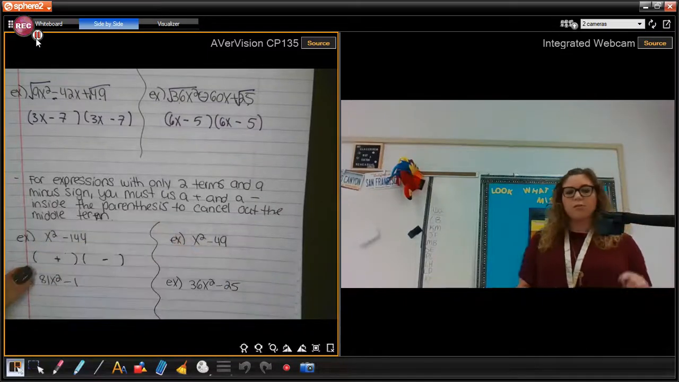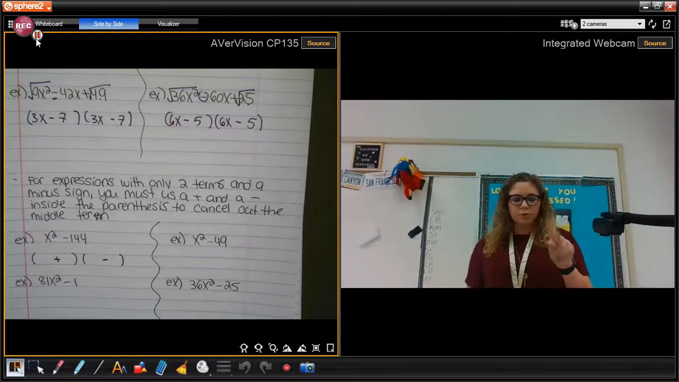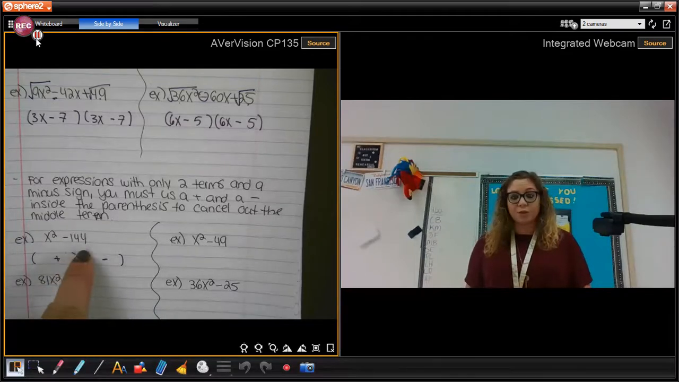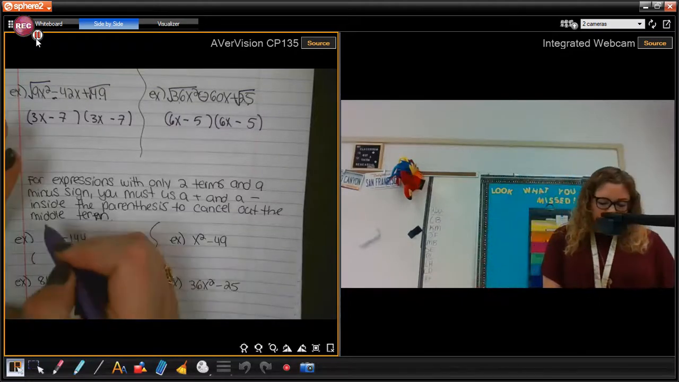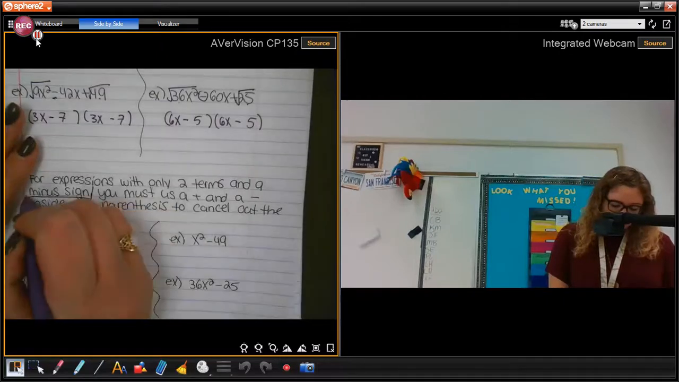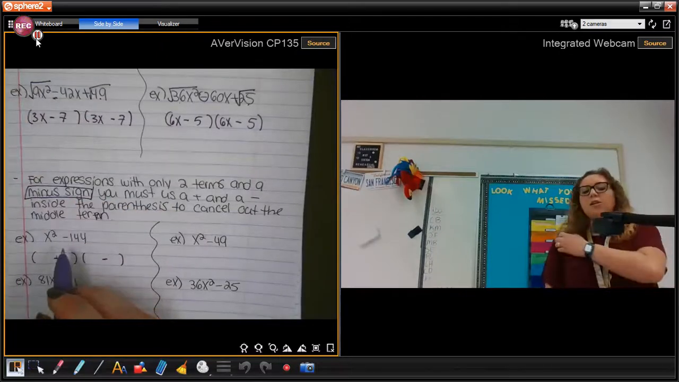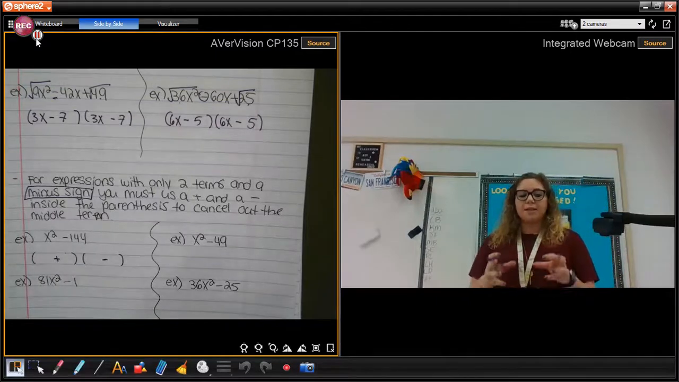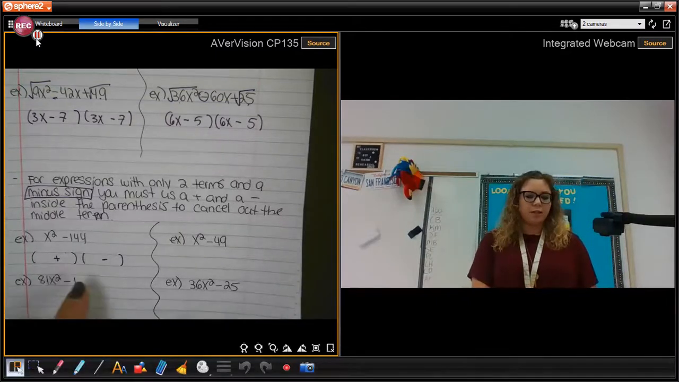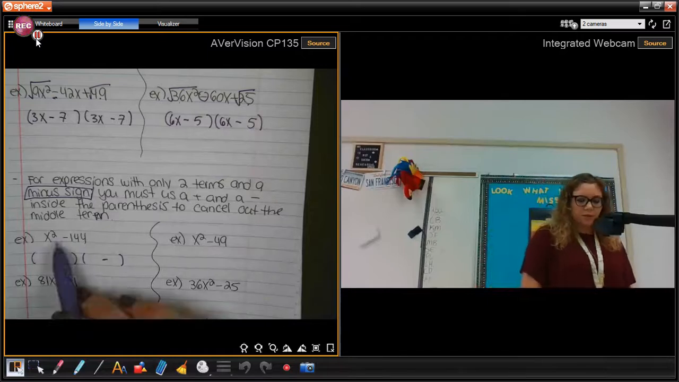Now this is only if you have 2 terms with a minus sign in between. You can only do this if you have a minus sign. If this was a plus, you wouldn't do it this way. It's only with a minus sign that you can have 1 plus, 1 negative. And then if they're perfect squares.